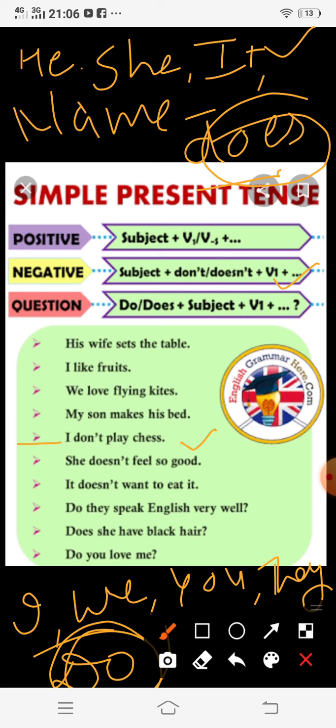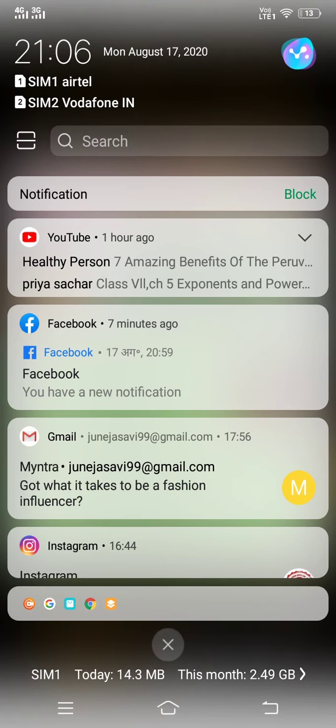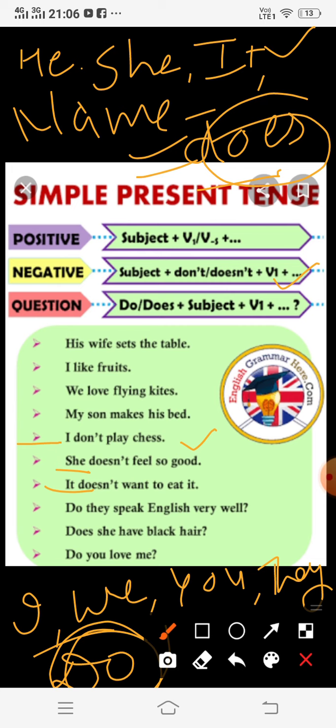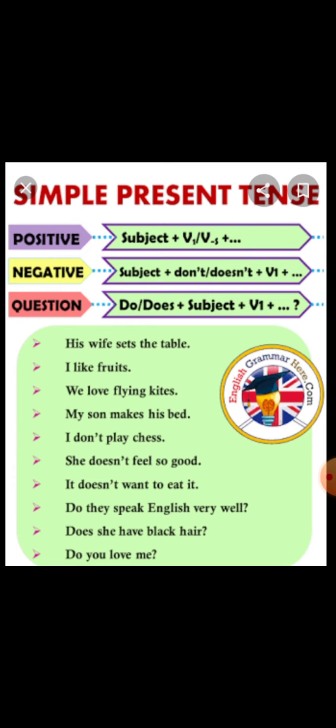With she, what was there? Does. She doesn't feel so good. It was also in the upper category. It does not want to eat it. Next, the interrogative rule is given over here. Do they speak English very well? Does she have black hair? Do you love me? So this is the basic point of simple present tense.